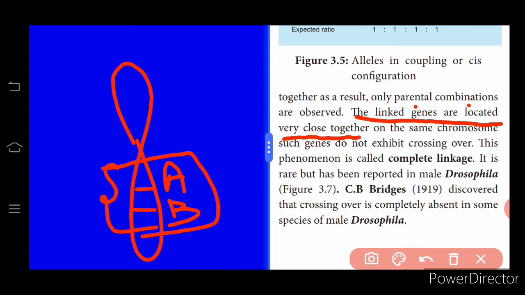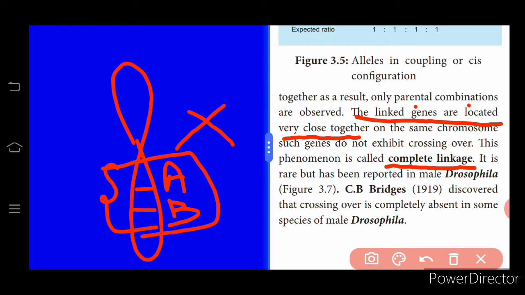There is no chance for any recombination occurring within them. Follow? So that is what is explained here. They are very close together on the same chromosome, so they do not exhibit any crossing over. And this is called complete linkage.